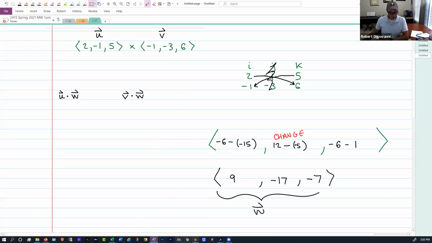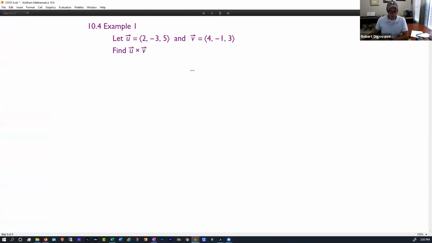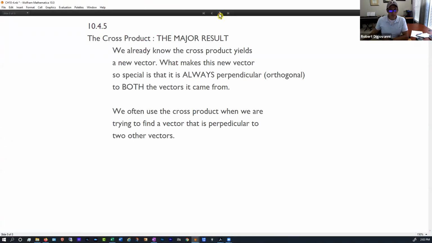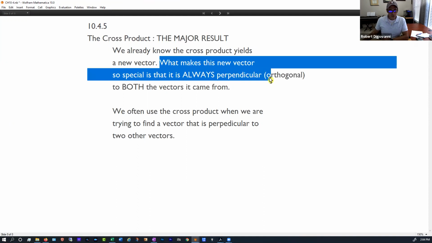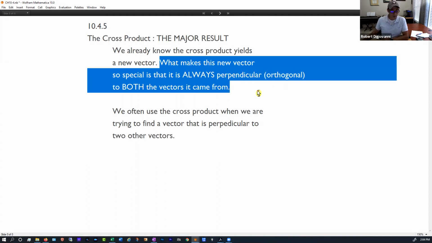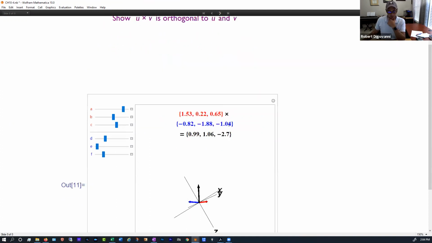This is the unique and fundamental major property of the cross product. What makes that new vector so special is that it is always orthogonal to both the vectors it was generated from. So we often use the cross product when we are trying to find some vector that's orthogonal to two other vectors. So here's the visualization.